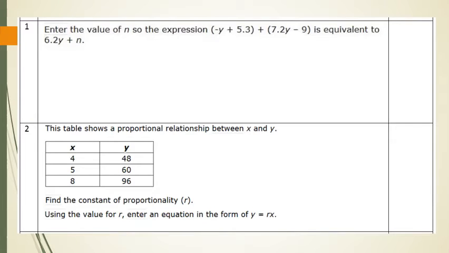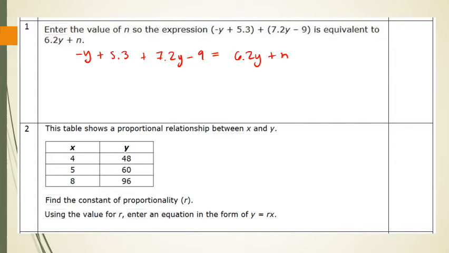Enter the value of n, so the expression negative y plus 5 and 3/10 plus 7 and 2/10 y minus 9 is equivalent to 6 and 2/10 y plus n. So this is an example of a problem where we're given two equivalent expressions, so I can set them equal to each other here. And then I need to think about how can I rearrange this expression to make sense of it.